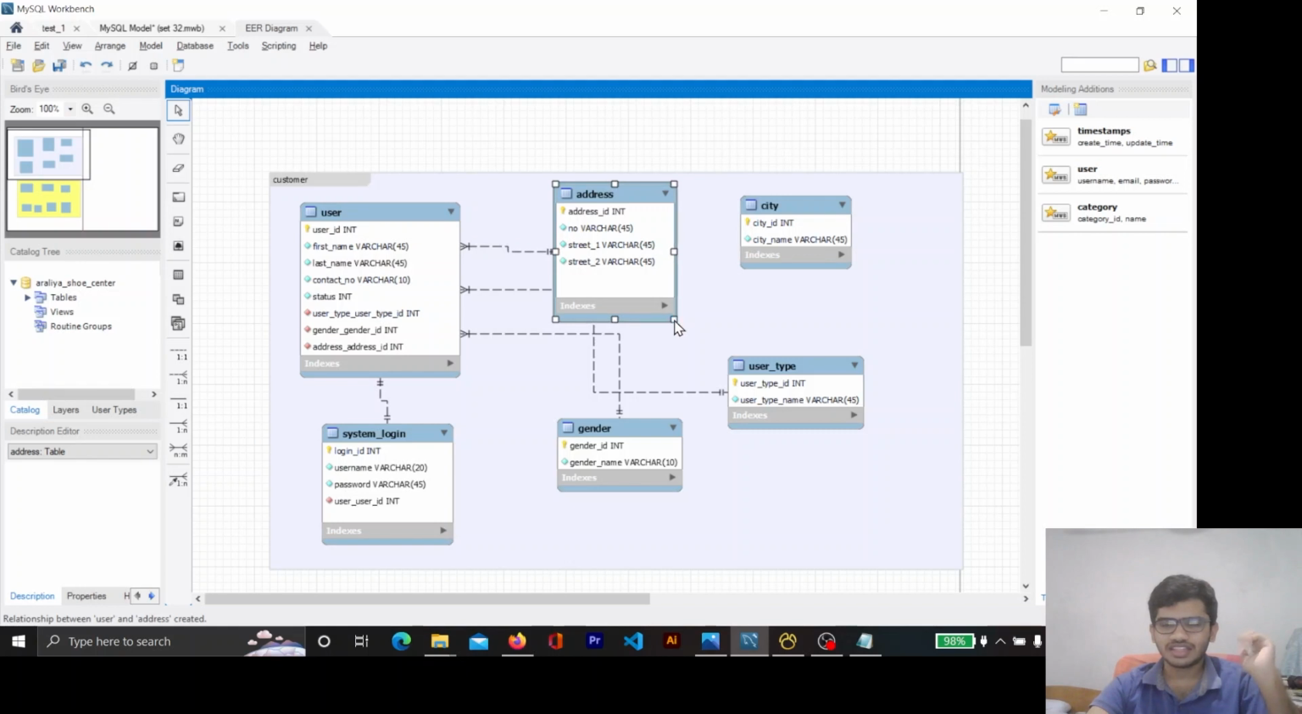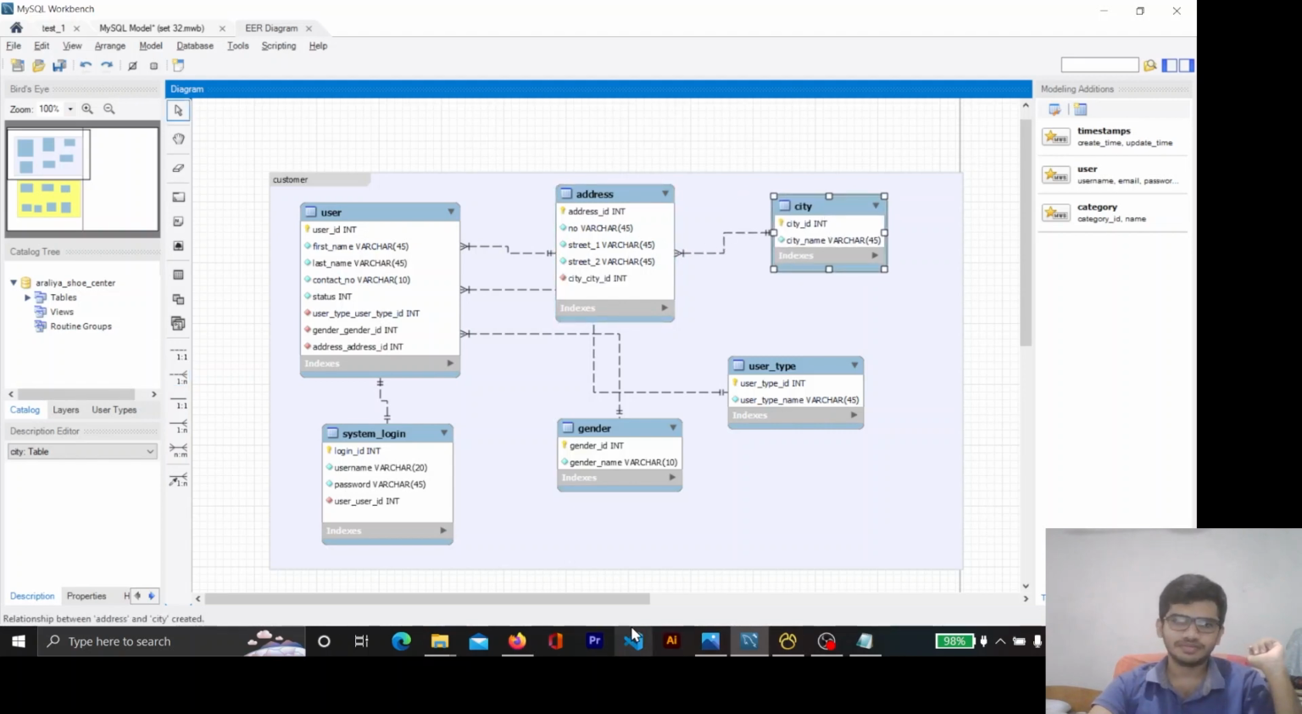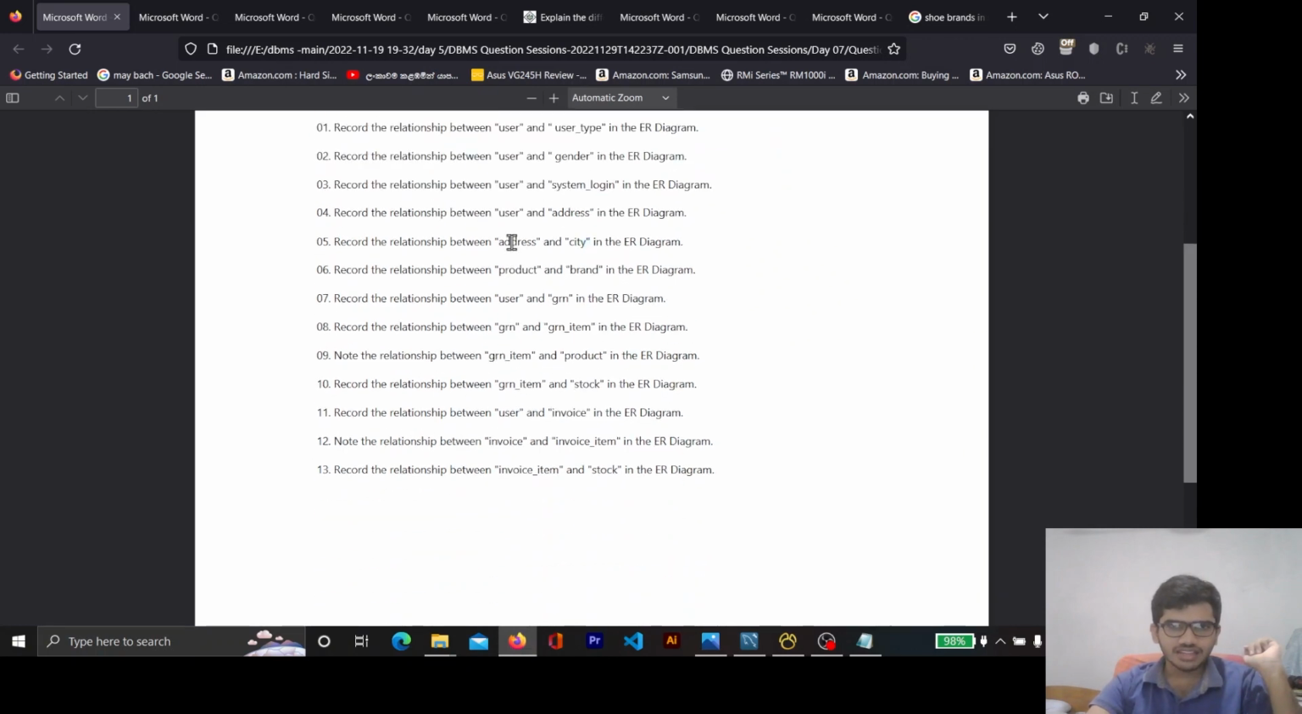So less storage is used, because suppose Anuradhapura has 10 characters, and now only one character is repeating, because Anuradhapura is represented by 1. So address is the repeating side and city is the non-repeating side. This is a one-to-many relationship between these two tables, and that answers the fifth question.